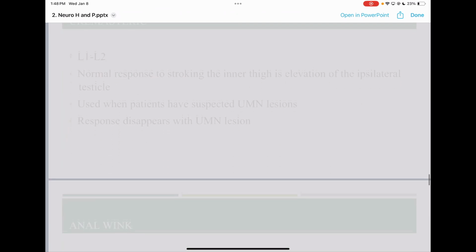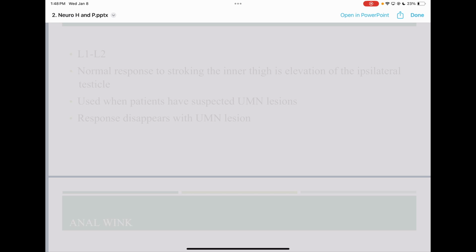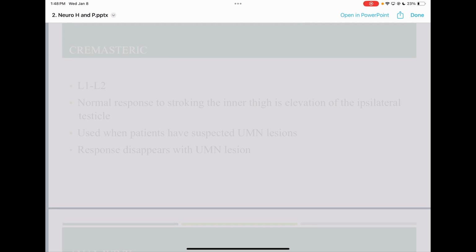The cremasteric reflex. You guys will do this on the male standardized patients when you do that at the end of the semester. Everyone's going to do a female standardized patient and a male one. On the male one, we do what's called a cremasteric reflex. This is L1, L2. Stroke the inner thigh, and you should have ipsilateral rising of the testicle on that side. That's a brain reflex as well. Again, looking at upper motor neuron lesions, connection from that nerve root up to the brain and back down.